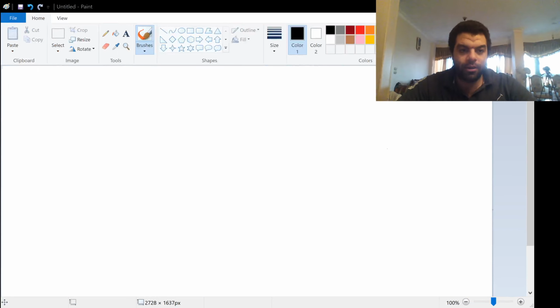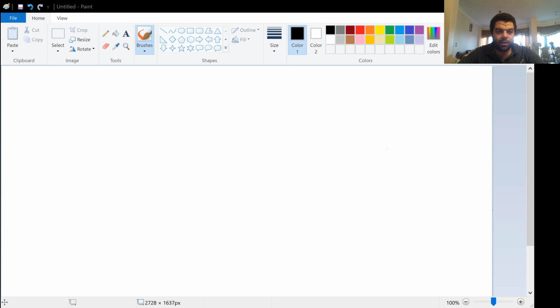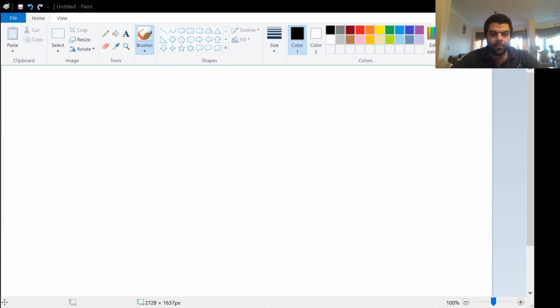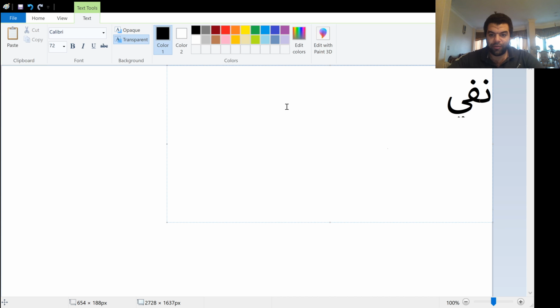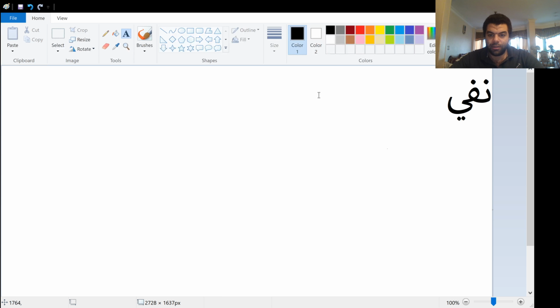So the first thing that we're doing today are the negatives. I hope you can see my screen, and here I have Paint. Negative in Egyptian Arabic is called nafi. It looks like this: nun, fi, ye, and that's it. Nafi, negative, which means denying something or just saying that something doesn't happen.